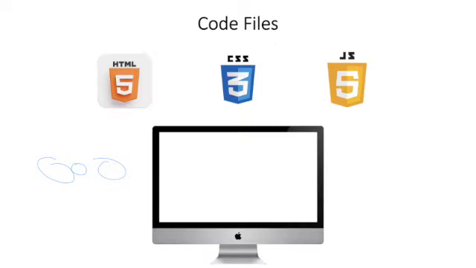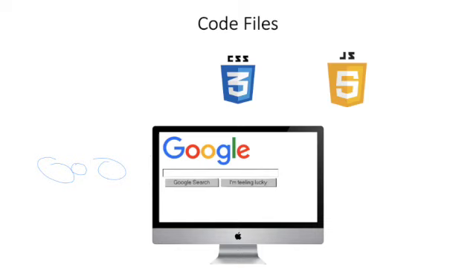Now, let's quickly look at how these three come together to form a website. So here is your computer, and you want to search for google.com. When you request the google.com website, what comes back to you first? What comes first is the HTML. And when the HTML comes, the first thing that renders is a very horrible looking Google website. No styling, nothing looks good.